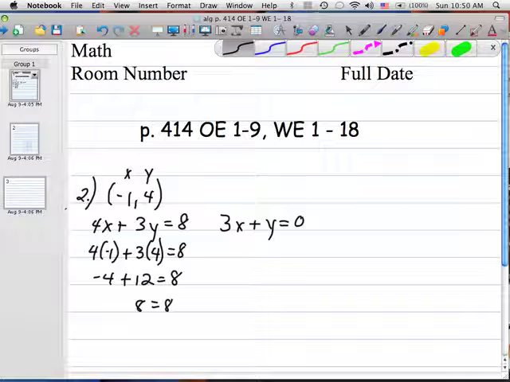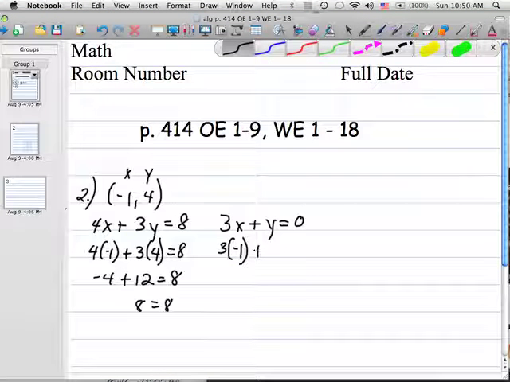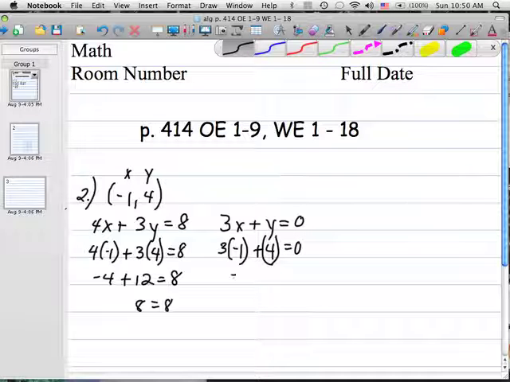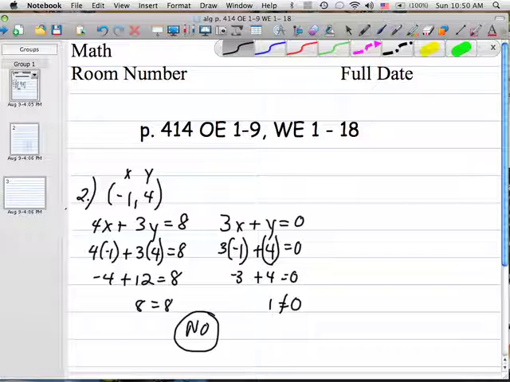Now we're going to have to see if it works for this one. So 2 times -1 plus 4 has to equal 0. We get -2 plus 4, and that's 2. And that does not equal 0. So no, that ordered pair does not solve both equations. Therefore, it doesn't solve the system.